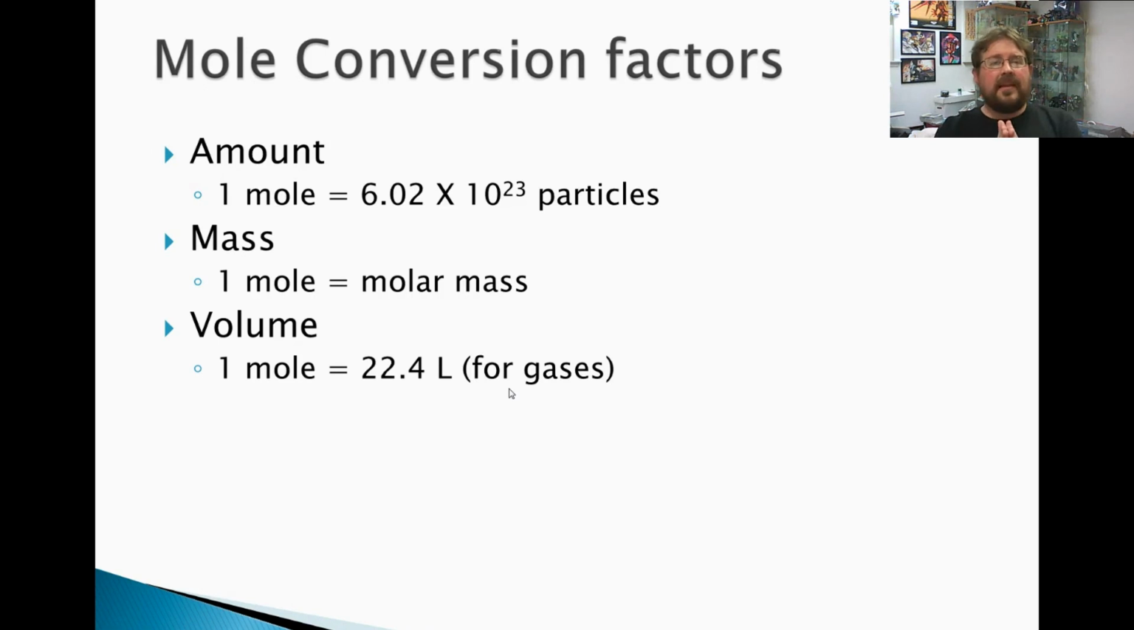Today's assignment gives you example problems, but you don't have to calculate anything. I want you to tell me which of these 3 factors you would use to solve that problem. Pay attention to what the units are. If it mentions particles, it's the first one. If it mentions grams, it's the second. And if it mentions liters, it's the third. Make sure to try that assignment.